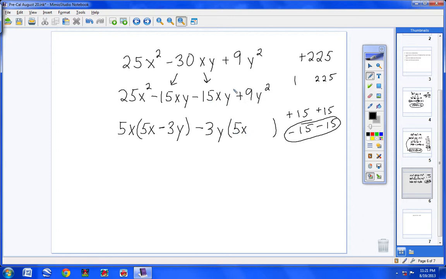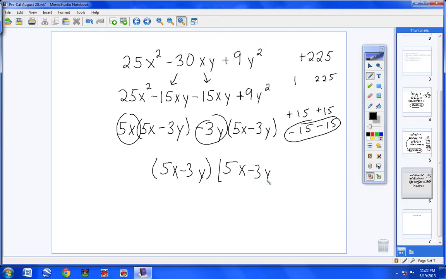Now watch your signs. You want a positive 9. There's no way you're going to put a positive 3. A negative times a positive is a negative. That's not going to work, okay? You're going to have to put a negative 3y, because a negative 3 times a negative 3 is a positive 9, and y times y is y squared. And now look, your parentheses match. 5x minus 3y, and then what are you left over with? 5x minus 3y. And by the way, notice your parentheses match. That'll happen sometimes. This is a great answer.